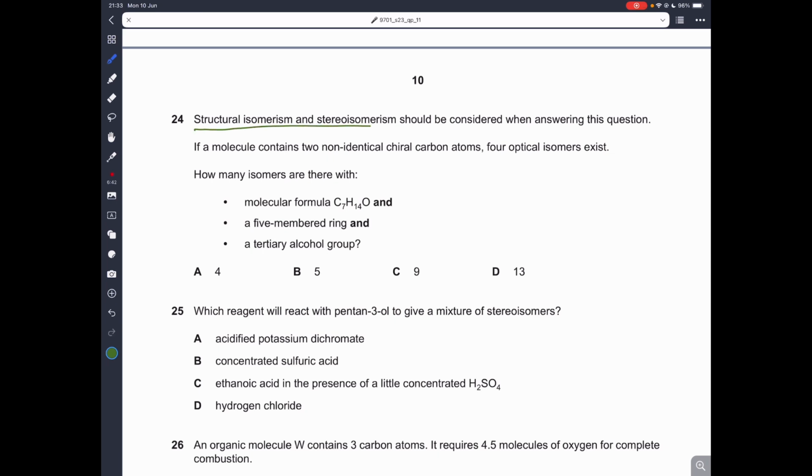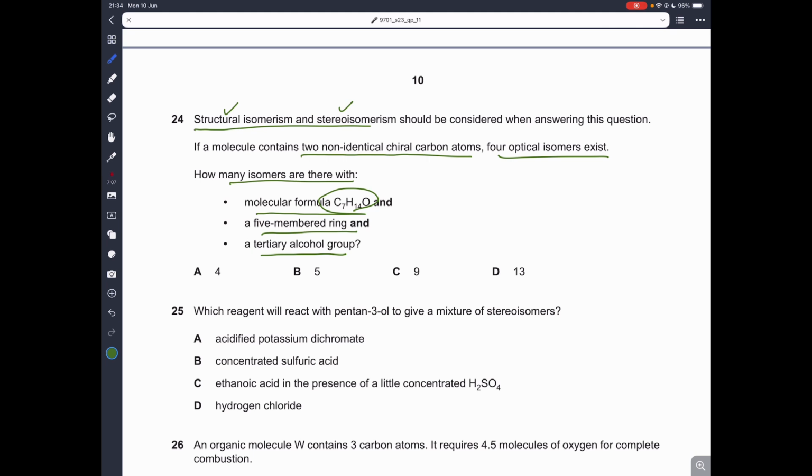Okay, so if a molecule contains two non-identical chiral carbons, four optical isomers exist. How many isomers are there with a molecular formula of C7H14O in a 5-member ring and a tertiary alcohol group? Okay, so for this question, we have to consider structural and stereoisomers. For these kinds of organic questions, it's better to always draw the things that you're asking.